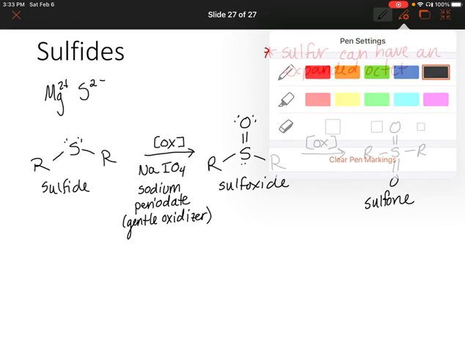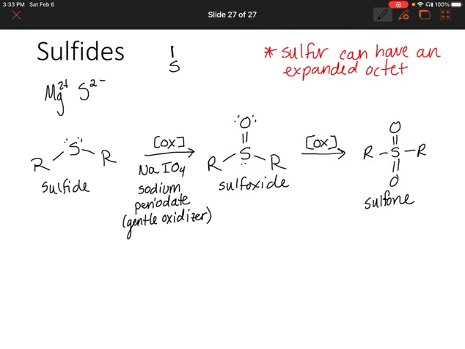And probably the best example of this is SF6. So you might recall this from previous courses. So here sulfur can bond to 6 different fluorines, and it has 12 electrons that it's sharing.